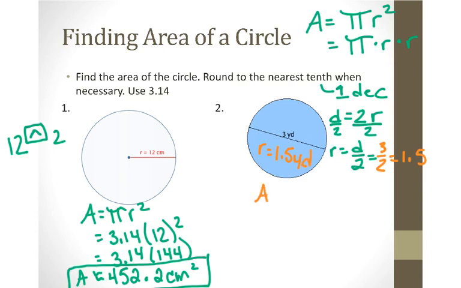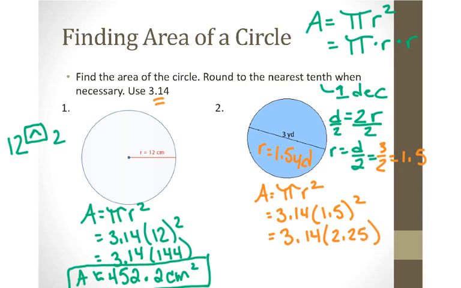So taking my formula, area is equal to pi times radius squared, using 3.14 for pi, times the radius, which is 1.5 squared. I'm going to simplify this, so this is going to become 3.14 times 1.5 squared, which is 2.25. Then I'm going to simplify by multiplying and rounding to the nearest tenth. So I should get my area to be about 7.1 yards squared. And there you have it.